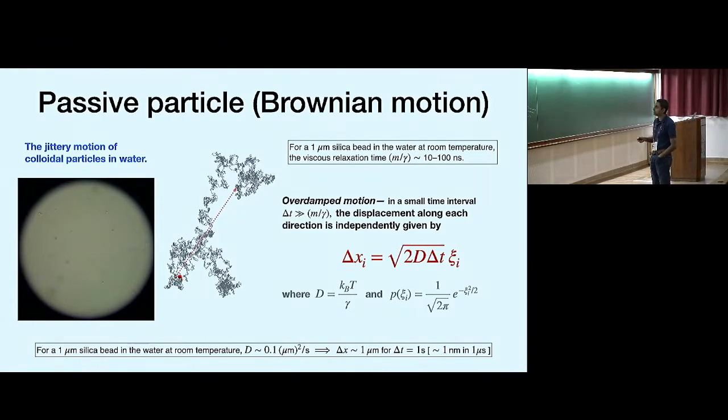If you measure the displacement in an amount of time delta t, it typically scales like the square root of delta t. It's still a random variable, so every time you measure it, it will be different. So you can write delta x_i, at the ith interval, as square root of 2D delta t times a random number, taken from a Gaussian distribution with mean 0 and variance 1. The diffusion coefficient is related to the temperature and the friction coefficient of the medium. To give you a scale, if you take a silica bead of size 1 or 2 micron at room temperature, the typical displacement is 1 micron in 1 second. These numbers are useful to keep in mind when I go to the active particle. That's why I showed this slide.